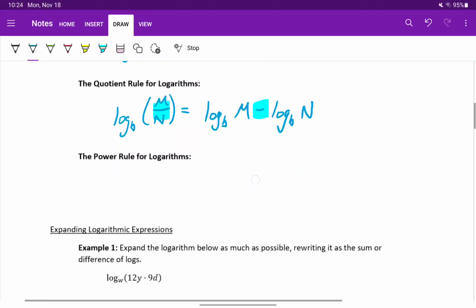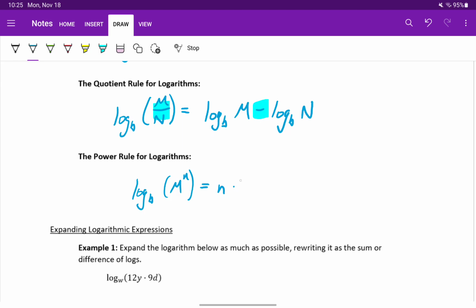And the last property that we want to introduce is called the power rule for logarithms. It tells us that the log base b of some expression m raised to the n power, let's make that a lowercase n, is going to be equal to n times the log base b of m. What happened here is that the exponent that m was being raised to just gets dropped down as a factor in front.